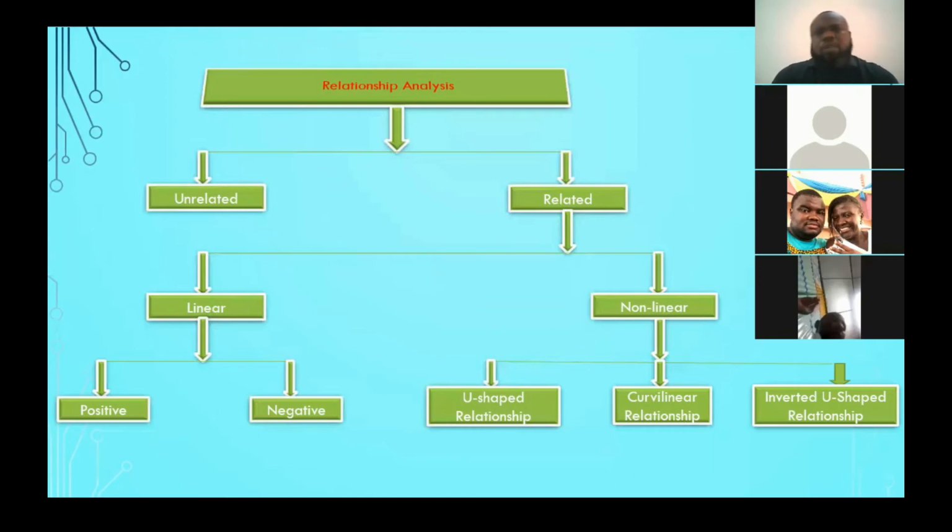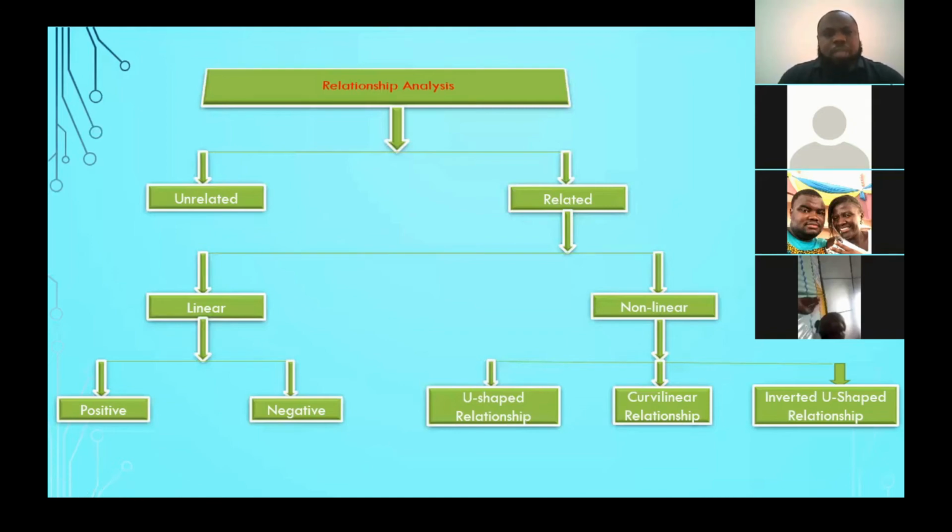And we have different kinds of relationships. Just like in real life, the relationship men have with different people, so also data are related differently. Once they are related, the next question we ask ourselves: what is the relationship like? The relationship can be basically in two ways. It's either linear or non-linear. If it is linear, there are two options we need to also consider. Is it positive or negative? If it is non-linear, is it a U-shaped relationship, curvilinear relationship, or inverted U-shaped relationship?